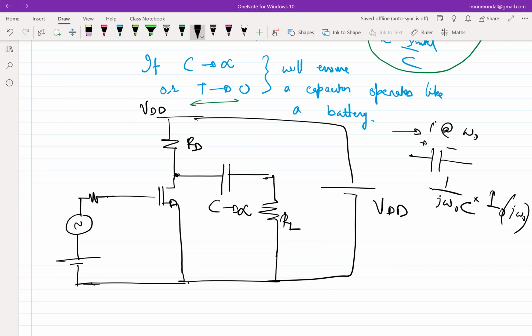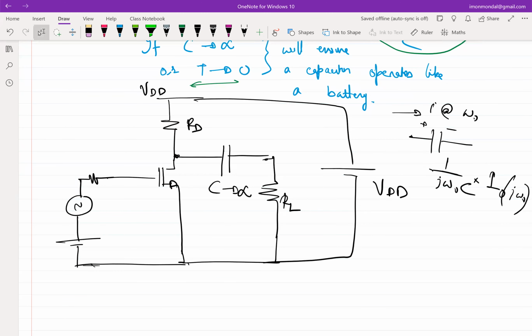Okay, so that's essentially the crux of the matter. So the implicit assumption is that we are not interested in amplifying a DC signal. We are interested in amplifying a time varying zero mean signal. Okay, so that's what we were interested in observing across RL.